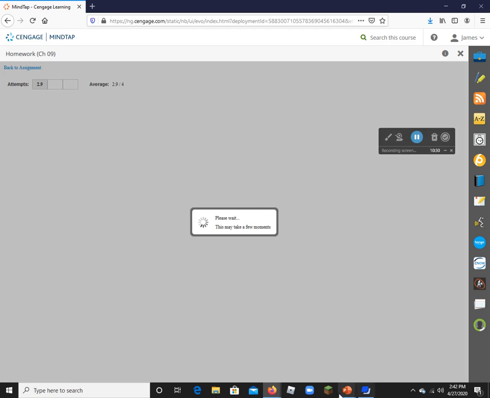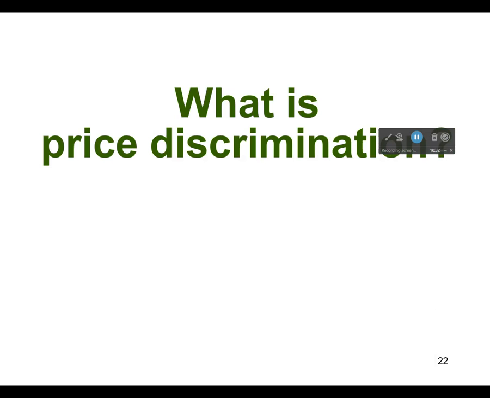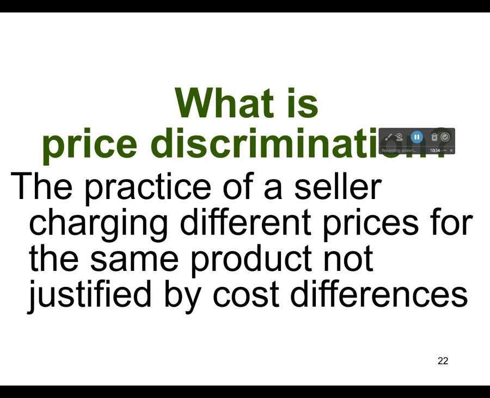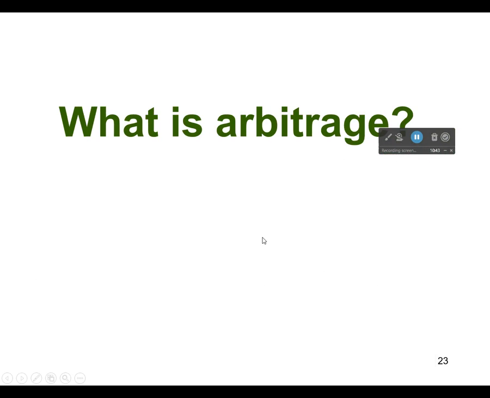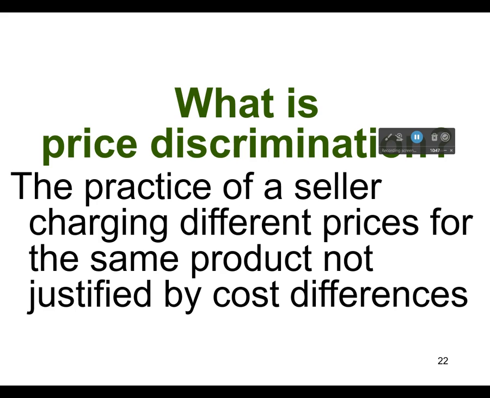Now, the next thing we want to talk about is price discrimination. Okay. This is a practice of a seller charging different prices for the same product not justified by cost differences. Okay. Now, in order to price discriminate, you have to be able to distinguish between different groups of customers or clients. An example of price discrimination is the happiest place on earth, Disneyland.